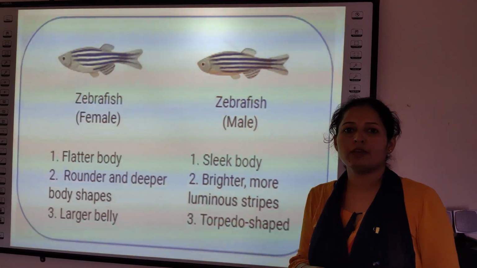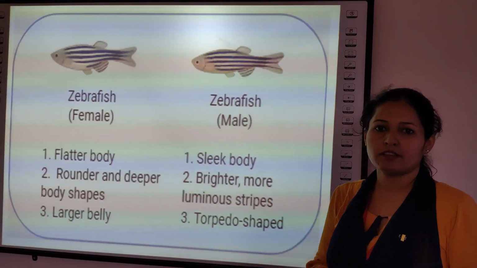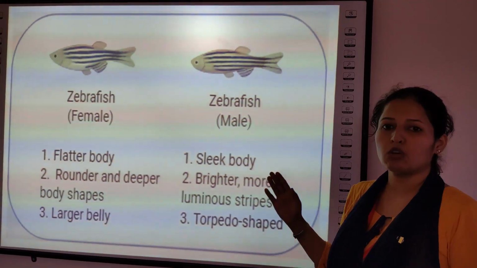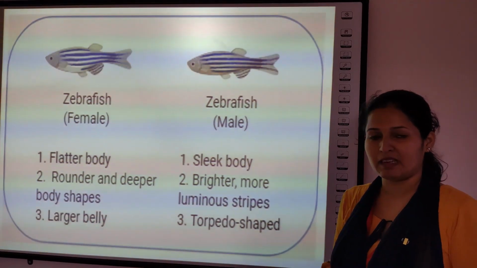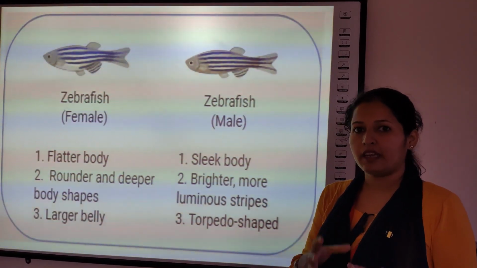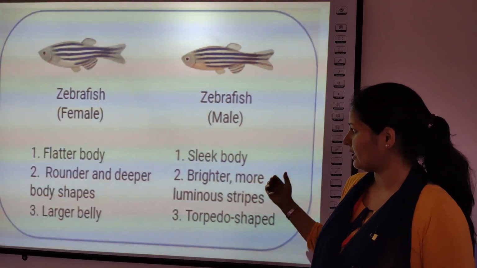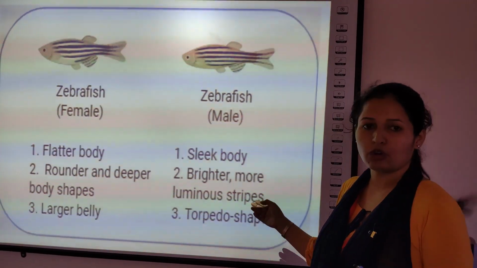Now how will you differentiate between male zebrafish and female zebrafish? Female zebrafish are less attractive and male zebrafish are more attractive. Female zebrafish have a flatter, rounder and deeper body shape. They have a large belly where they accumulate the eggs. Whereas male zebrafish have a sleeker body. They are brighter, more luminous stripes are present on them, and they have a torpedo shape.